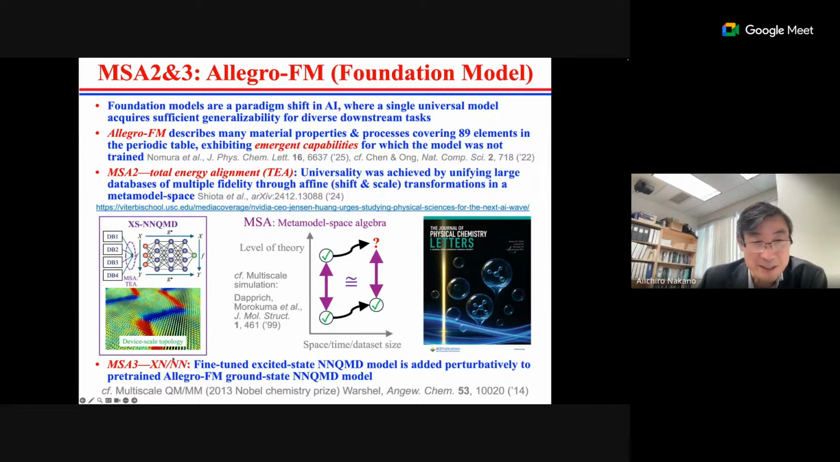So in this work, we even developed a so-called XS-NNQMD method, in which a fine-tuned excited state neural network is added perturbatively to a pre-trained Allegro foundation model for the ground state neural network. So again, perturbation. This is really the heart of the multiscale QM/MM method, which was the topic of the 2013 Nobel Chemistry Prize to my USC colleague Arieh Warshel. And we are doing this for a foundation model.